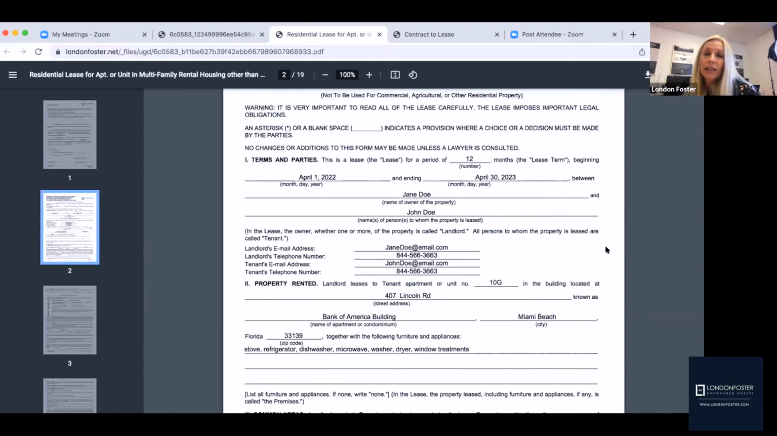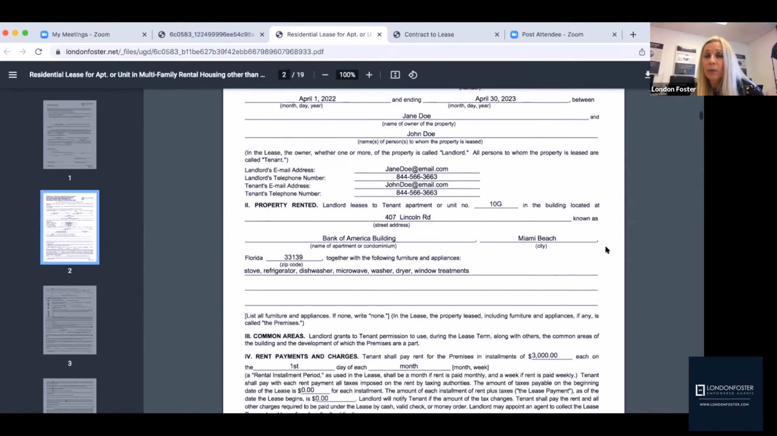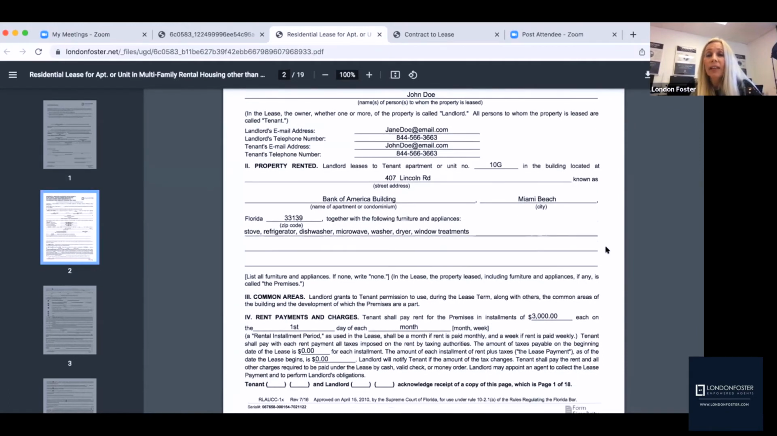So this lease is coming straight from our contract to lease, and the information is being transferred. We're doing a 12-month lease starting April 1st, ending April 30th next year, between the two parties, Jane and John. Again, here we have the landlord's email and the landlord's telephone number. The reason this is here is if you were to go on vacation, or if something, heaven forbid, happened to you, the tenant has a copy of this and needs to be able to get a hold of their landlord.